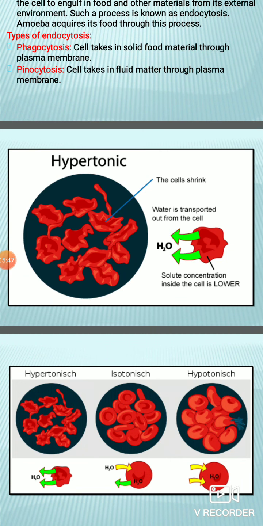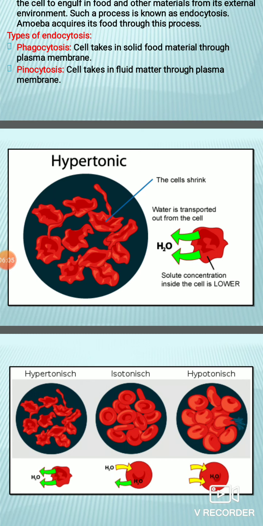So when you are keeping the red blood cells in a hypertonic solution, it shrinks. That means the cells undergo plasmolysis. When you keep the cells in an isotonic solution, there will be equal movement of water in and outside the cell. So the cell shape remains as it is. It does not undergo any kind of swelling or plasmolysis.